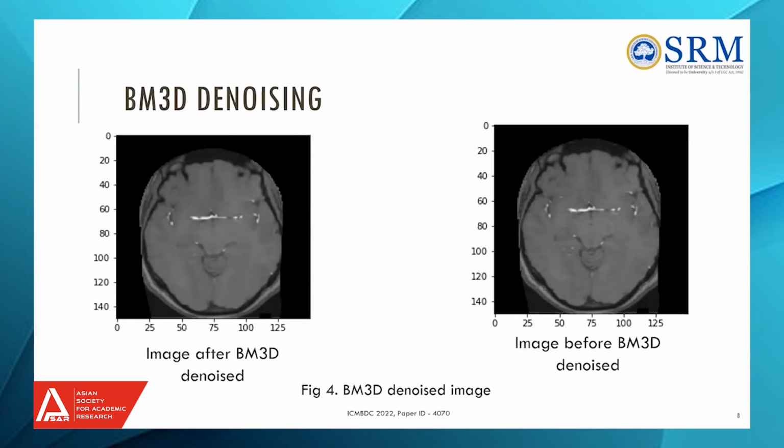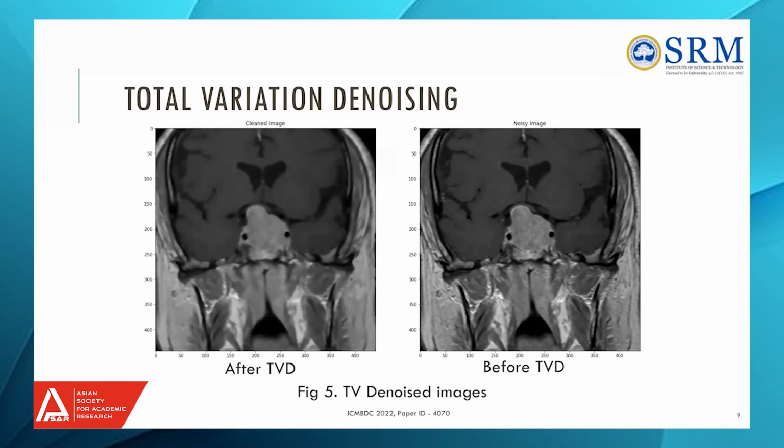Total variation denoising is a noise removal process based on the principle that signals with excessive and possibly spurious detail have high total variation. According to this principle, reducing the total variation of signals while preserving important details such as edges. So of these three types of denoising techniques, BM3D performed the best. Here is an image of total variation denoising.